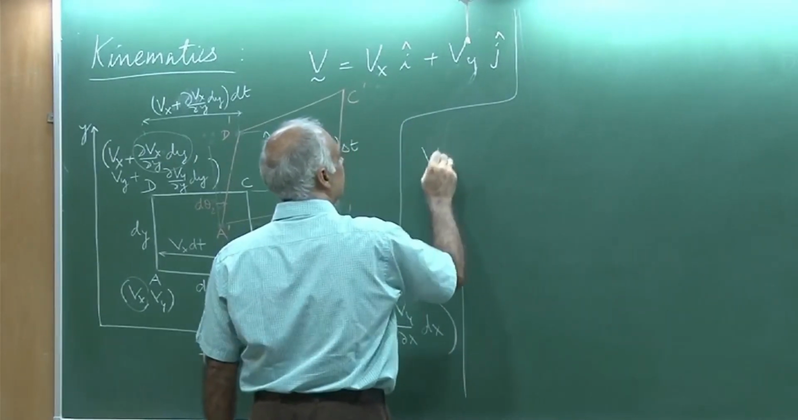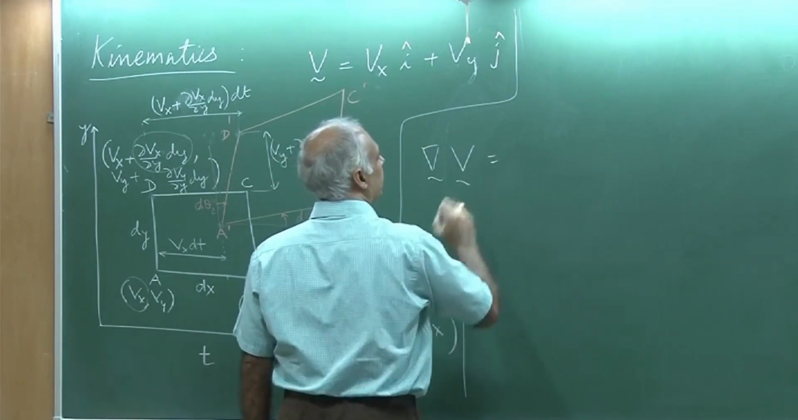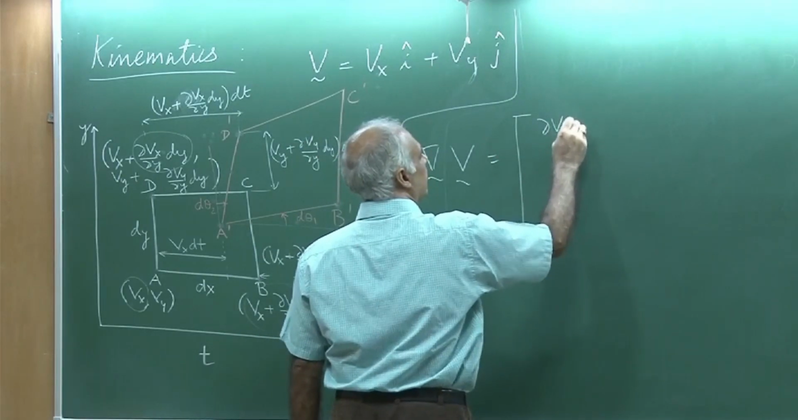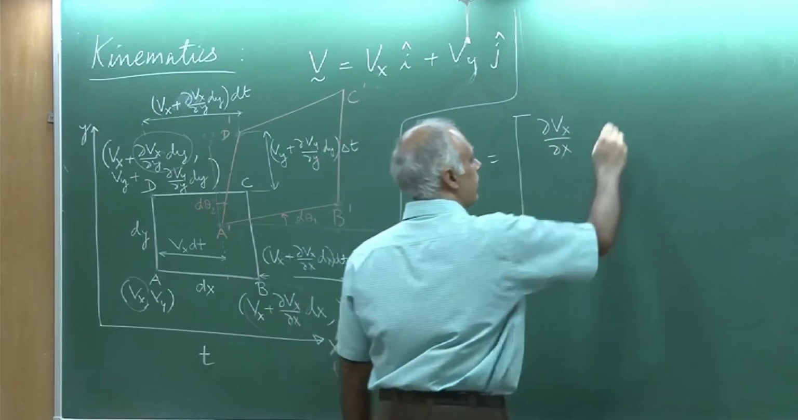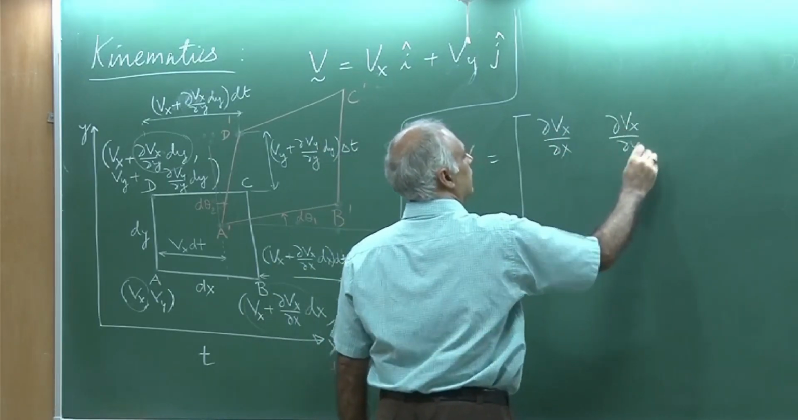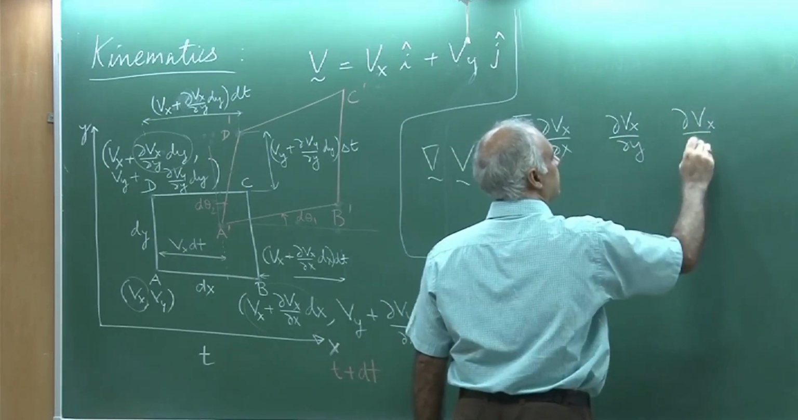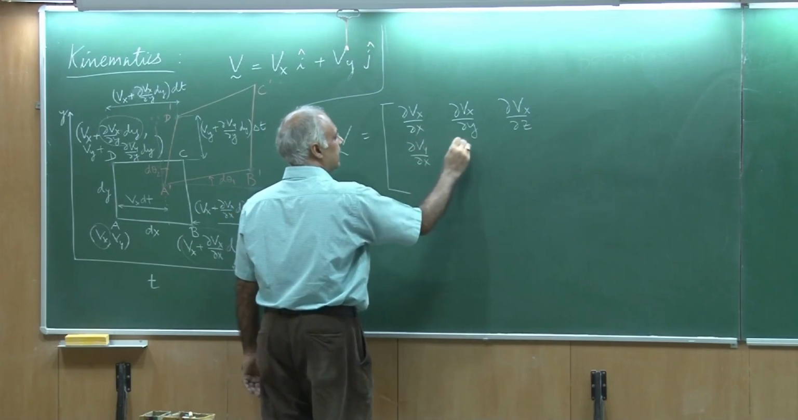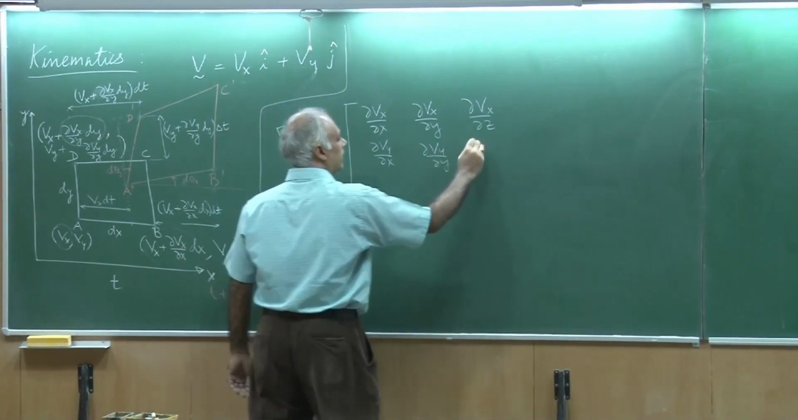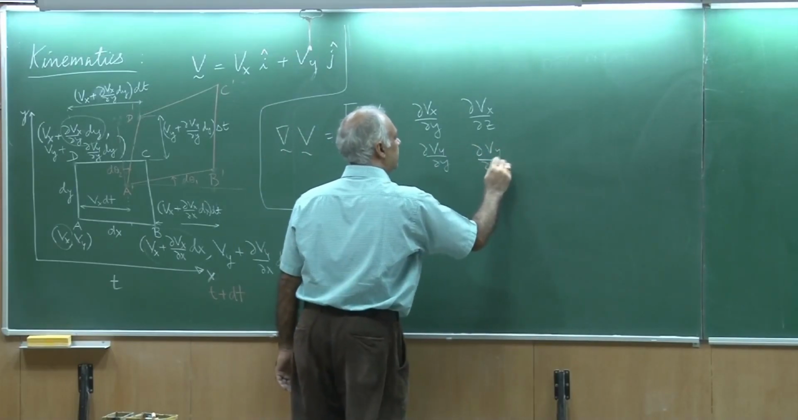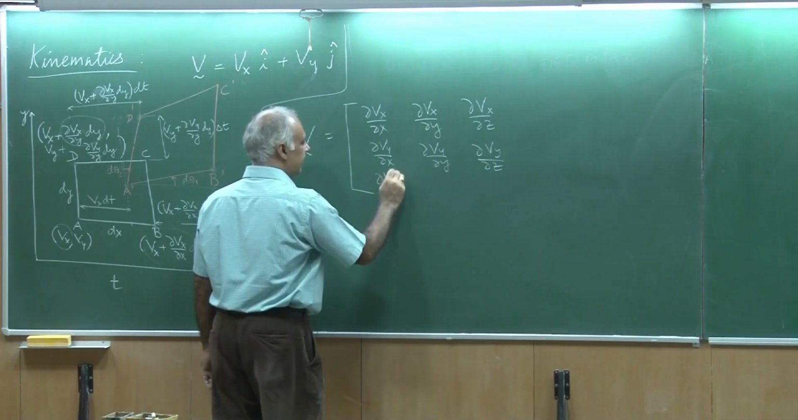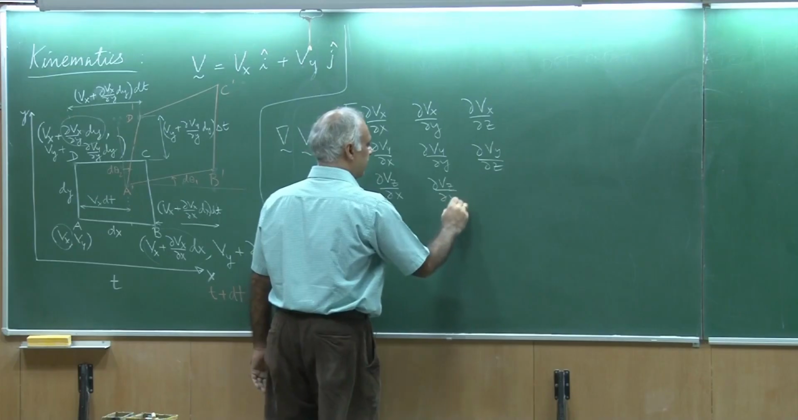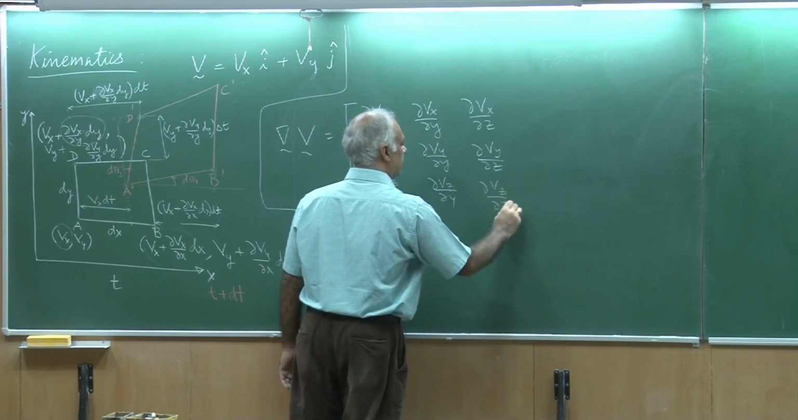So, if you recall, the gradient of V tensor was actually given as del Vx by del x, del Vx by del y, del Vx by del z. Then I had a term here del Vy by del x, del Vy by del y, del Vy by del z, and then the last row was del Vz by del x, del Vz by del y, del Vz by del z.